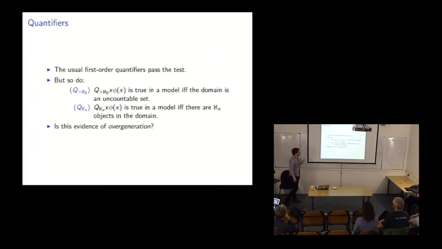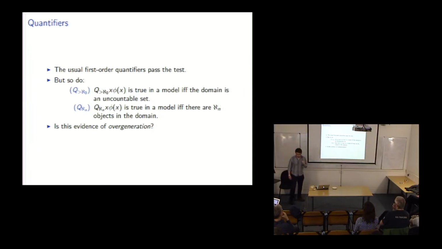The problem is that an awful lot of other quantifiers pass as well. So we get the nice first order quantifiers that we all know and love, but we also get these things coming out as isomorphism invariant and so logical. First of all, the first quantifier I've got there is true in a model just if the domain is an uncountable set. The second is true in a model just if there are Aleph n objects in the domain for any value of n that you like.